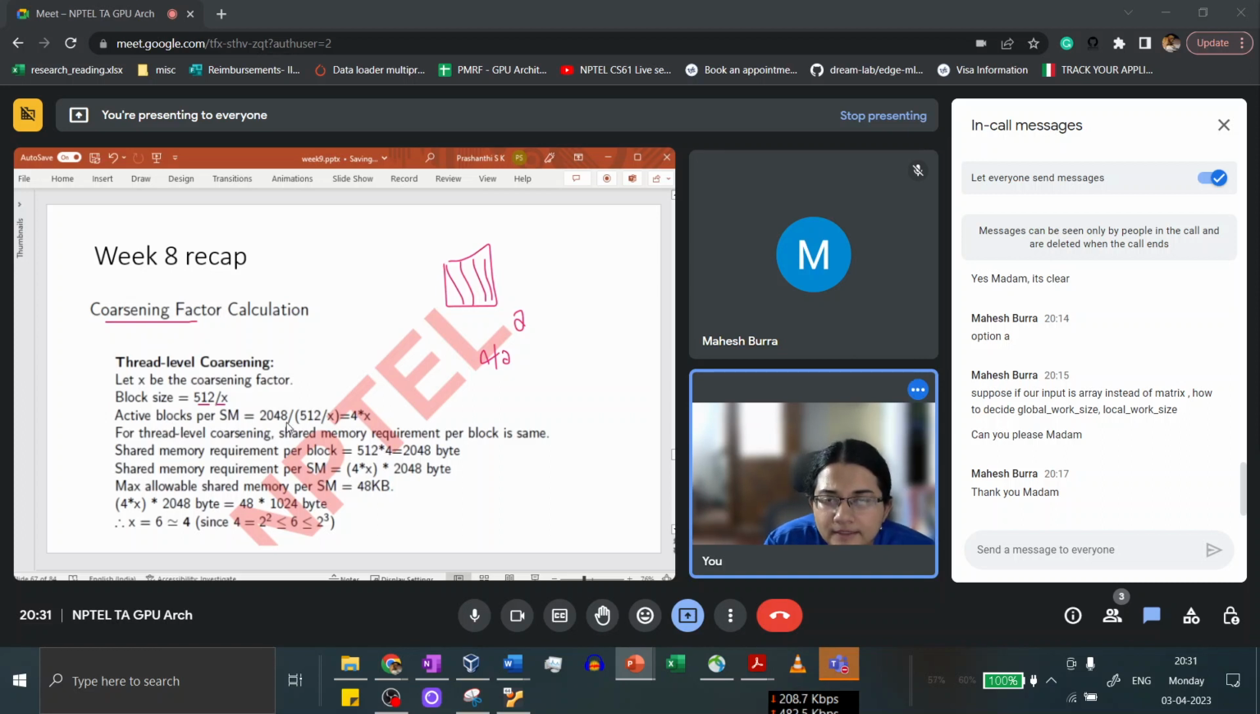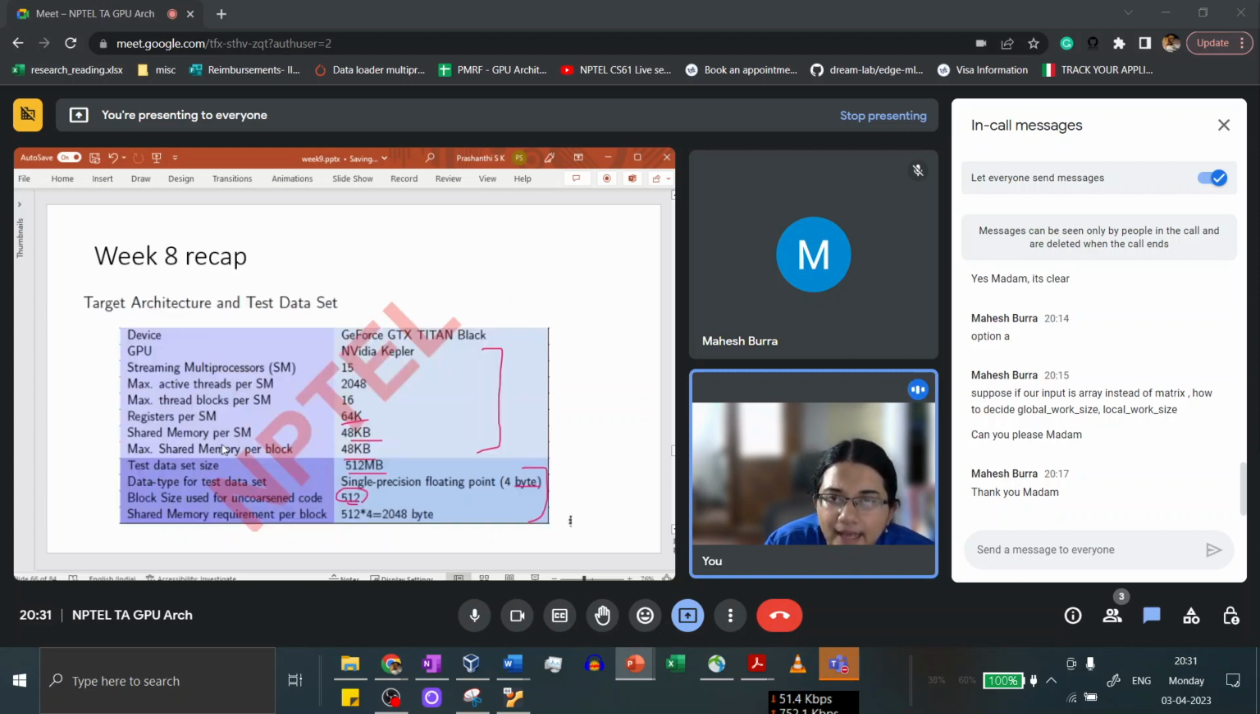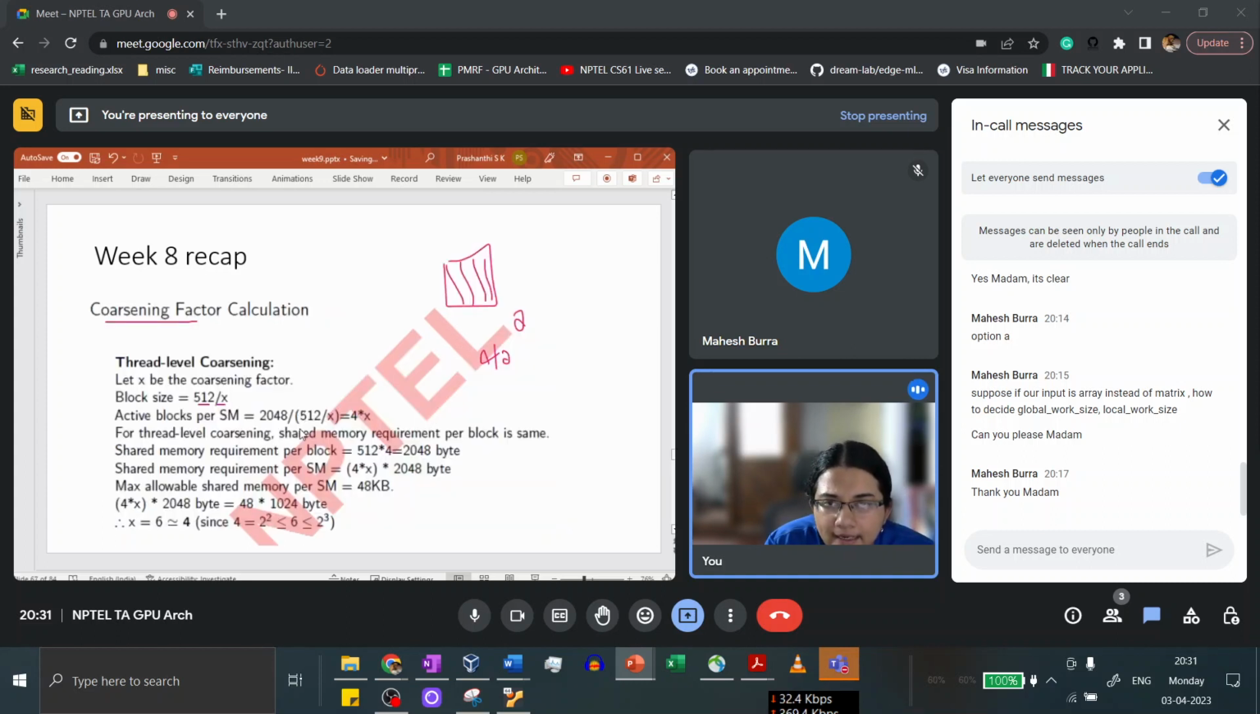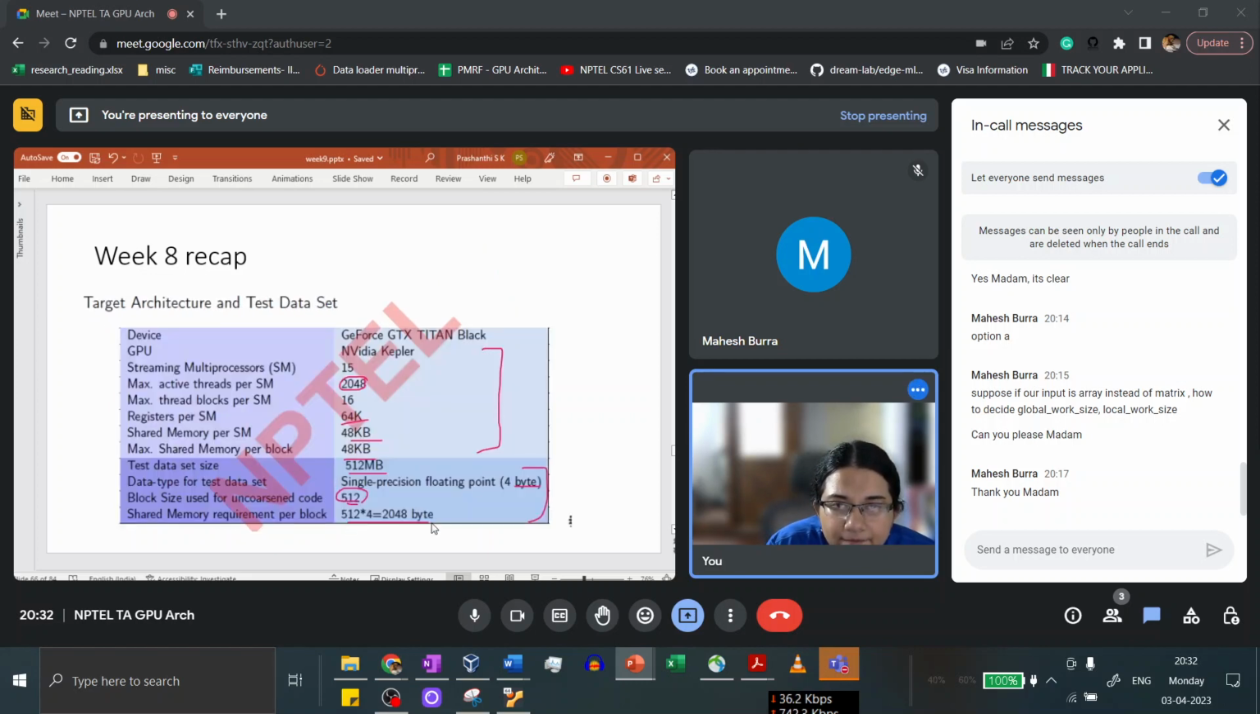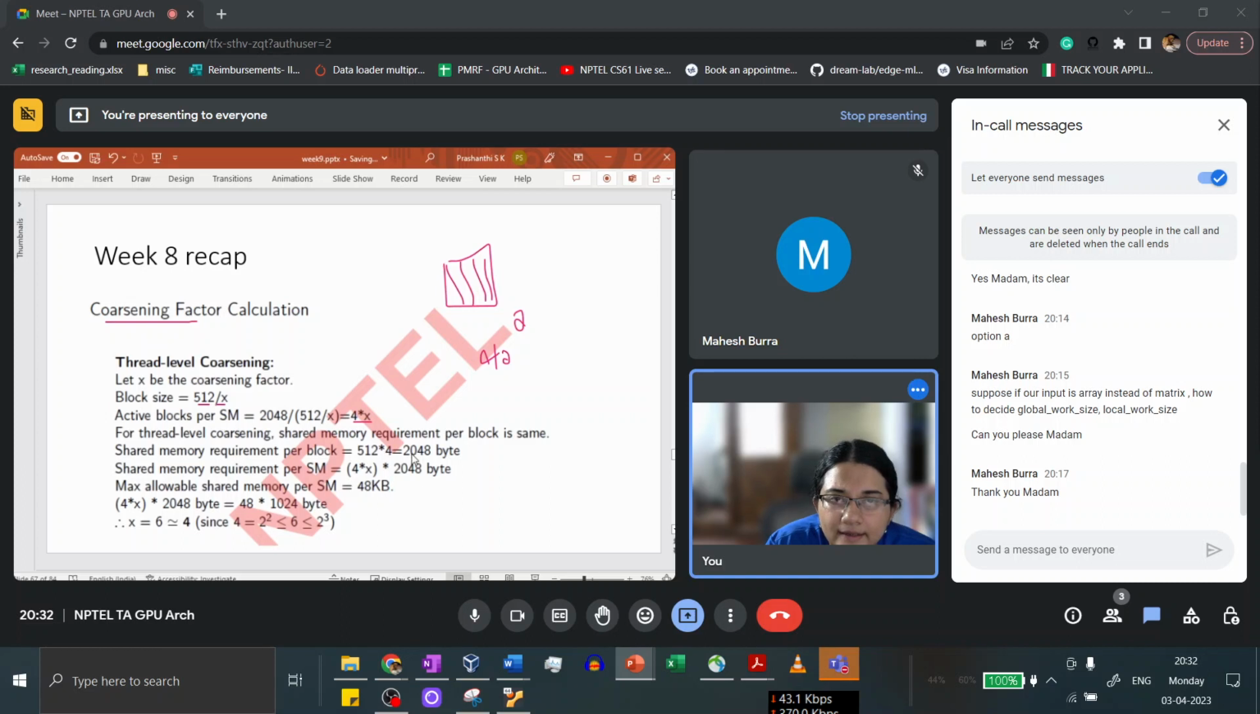And then active blocks per SM would be 2048, which is your total number of threads that you can have per SM, your max active threads, divided by block size. How many blocks can you have is the total number of threads that are available divided by the block size, which gives you 4x. Now for thread level coarsening, the shared memory requirement per block is the same. That doesn't change. Why is that? Think of thread level coarsening, how you combine it. Will the shared memory requirement increase? It won't, right? So the shared memory requirement per block will remain the same, which is 512 into 4, 2048. It will remain the same.